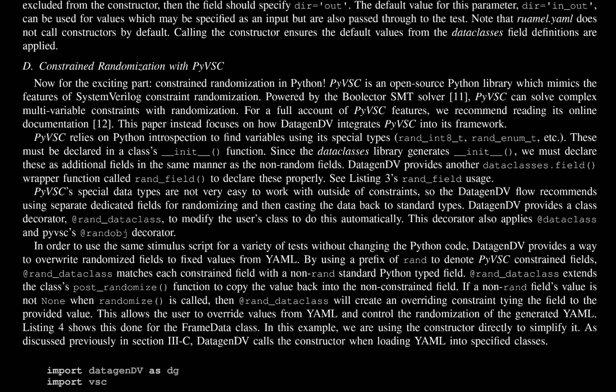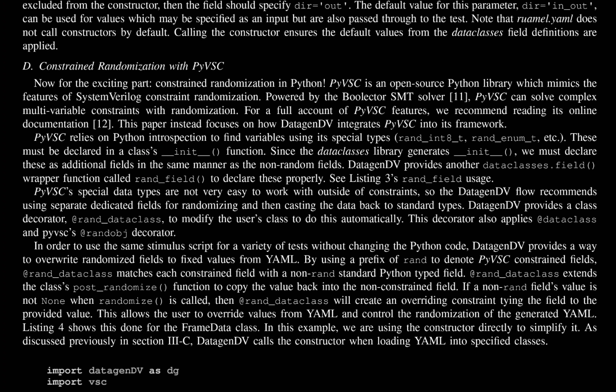PyVSC relies on Python introspection to find variables using special types, such as rand int, rand enum, and so on. These must be declared in a class init function. Since dataclasses generate init, we must declare these as an additional field in the same manner as a non-random field. DataGen provides another dataclass field wrapper function called random field to declare this properly. See the listing for random field usage.